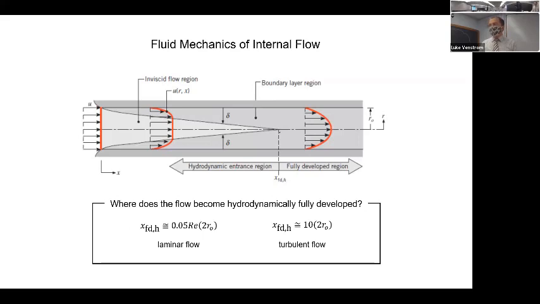Fully developed flow. At what point do the boundary layers meet? Right. So if you're in a laminar flow, it's based off of the Reynolds number. You take 0.05 times the Reynolds number times the tube diameter, right, or 2 times the tube radius. And that's where you have fully developed conditions. If it's turbulent, it's really complicated, but generally it becomes fully developed by 10 diameters down from the entrance. Okay, so that's all the fluid mechanics review. Any questions on the fluid mechanics side?